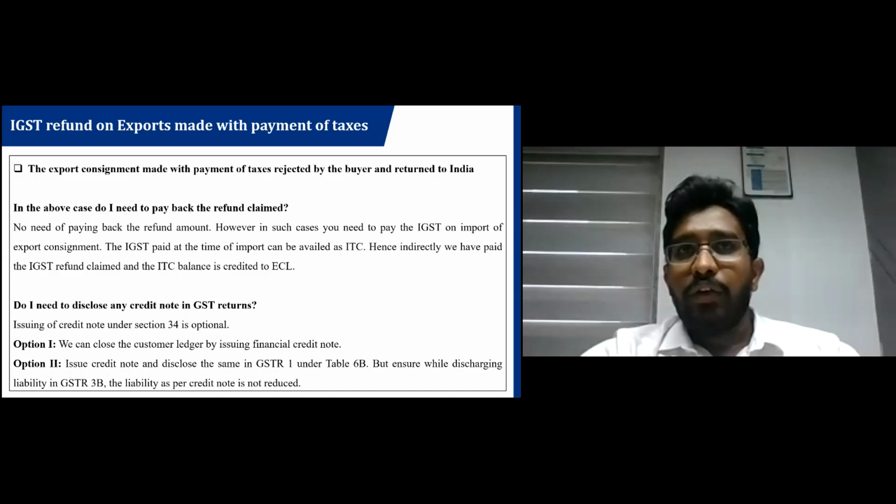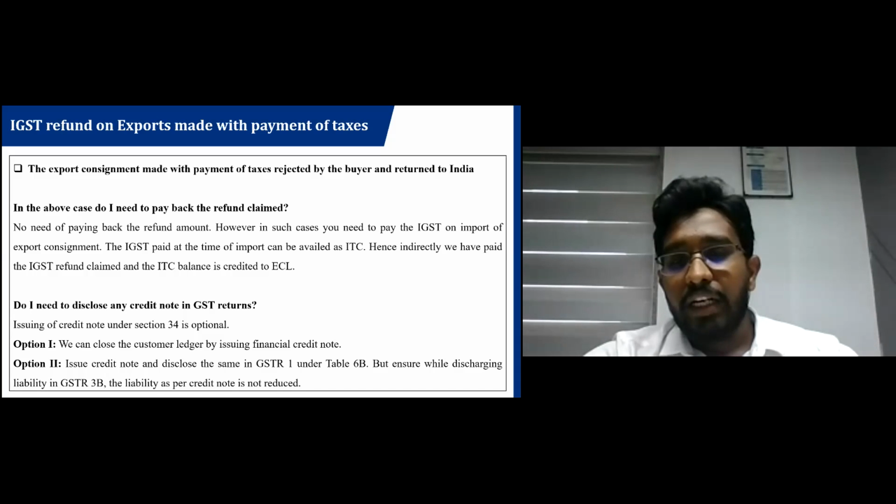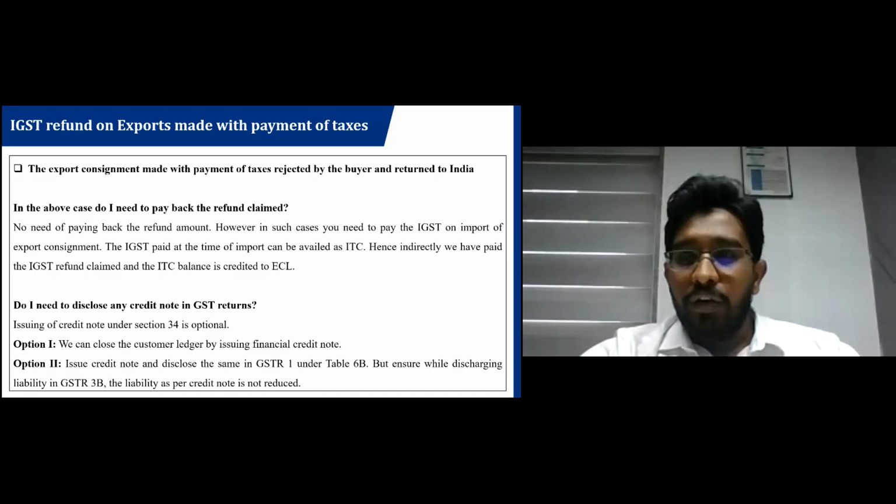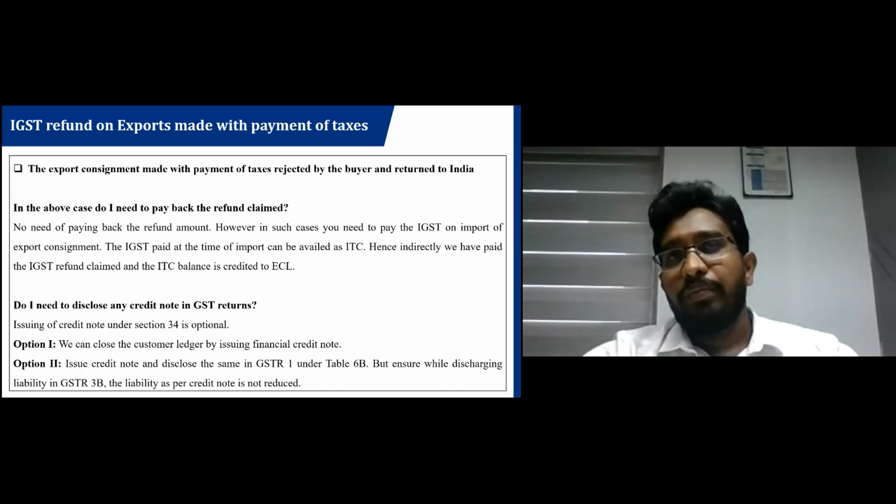Next, you may get a doubt. If we close the party's ledger using a financial credit note, my export turnover between books of accounts and GSTR 1 won't match. The department people will make this an issue. If you have that fear, you disclose the credit note in GSTR 1, no issue. But usually what we do, we will reduce liability against a credit note in GSTR 3B in the normal cases. But in case of a return export consignment, which was made with payment of tax, you are not supposed to reduce your liability in GSTR 3B.